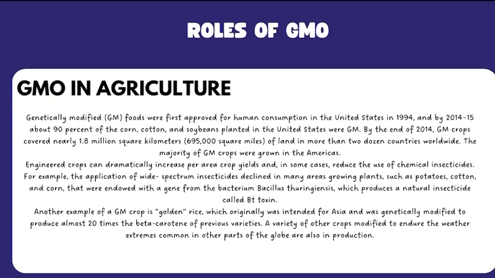So, GMO in agriculture. GMO plays a key role in modern agriculture. First approved in 1994, now they make up most of the corn, cotton, and soybeans grown in the US and are widely used worldwide. GMOs help increase crop yields, reduce the need for chemical insecticides, and improve nutrition, like in golden rice, which is rich in beta carotene. They are also designed to withstand extreme weather, making farming more efficient and sustainable.